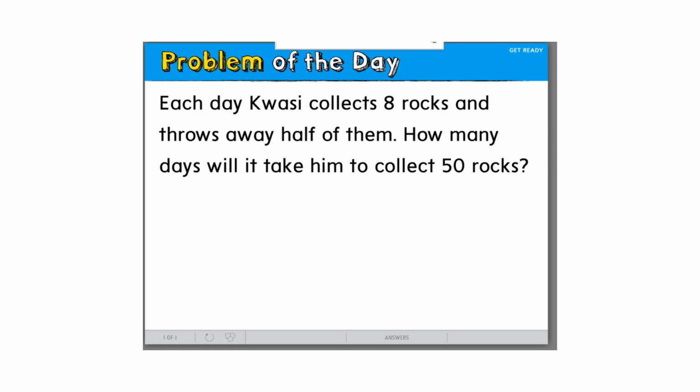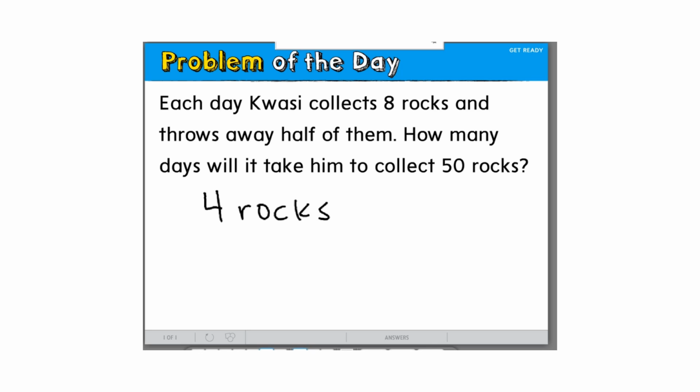Okay, so think about it. Take a moment. I hear lots of different answers for this one. First we have to figure out how many rocks he actually collected each day. How many, Aiden? 4 only, because it says he collects 8, but he throws half of them away. So each day he collects 4 rocks. The question is, how many days will it take him to collect 50?